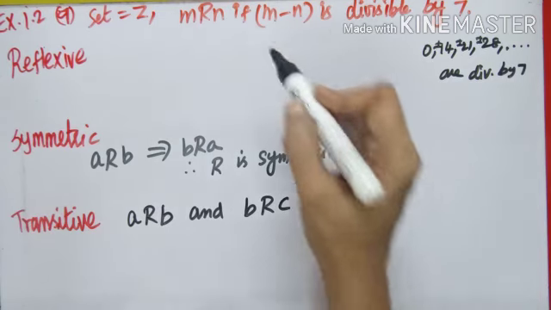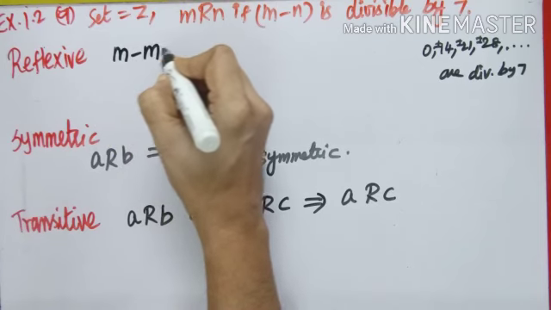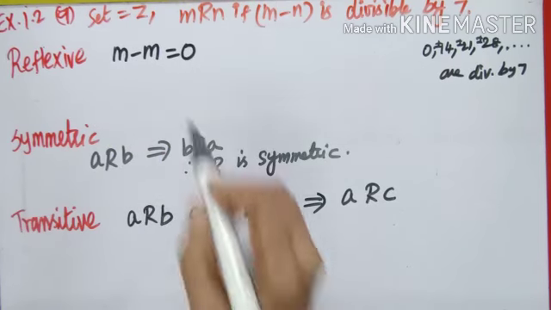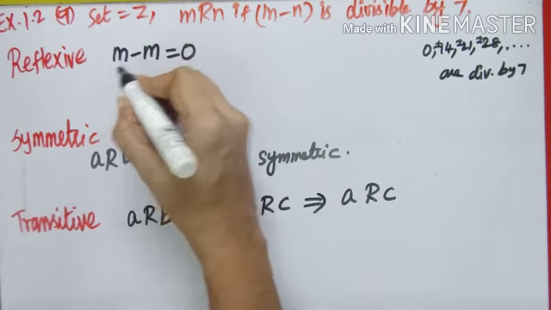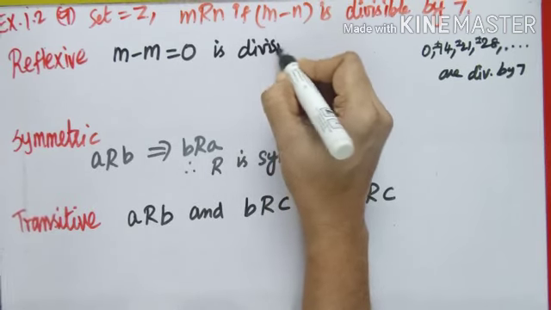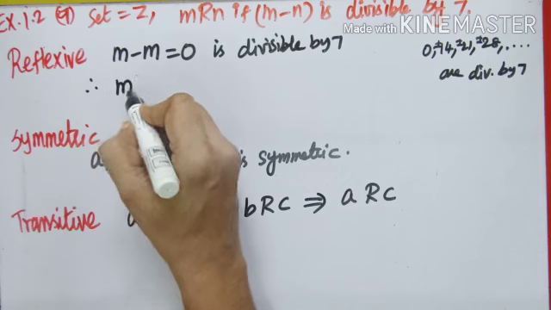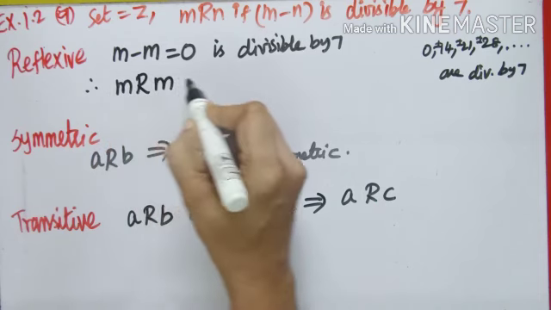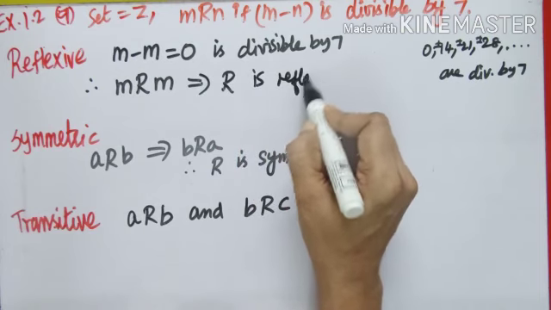So let me check. M minus n means now I have to put m minus m. What is my answer? 0. 0 is divisible by 7. So I will say m minus m is 0. 0 is divisible by 7. Therefore, m is related to m implies R is reflexive.